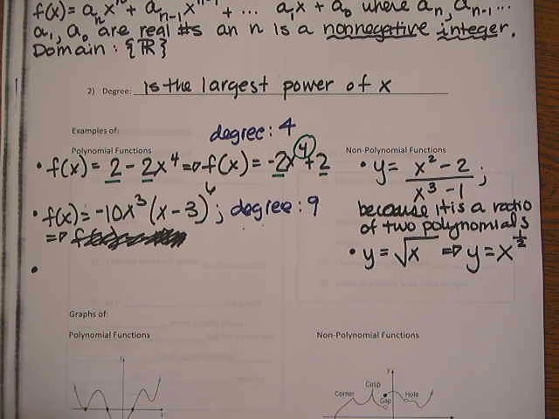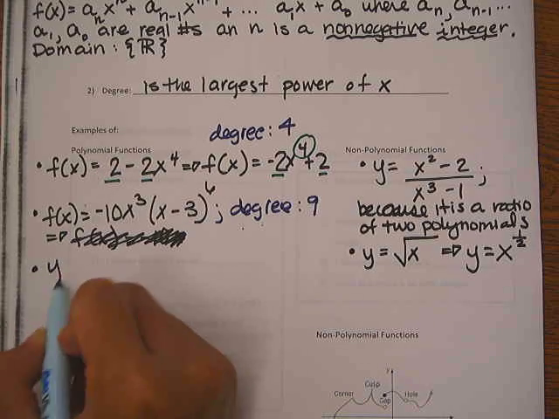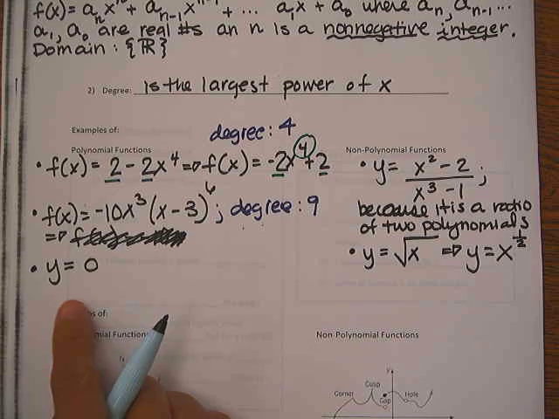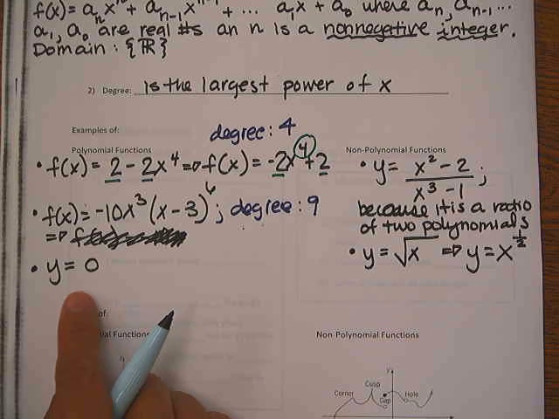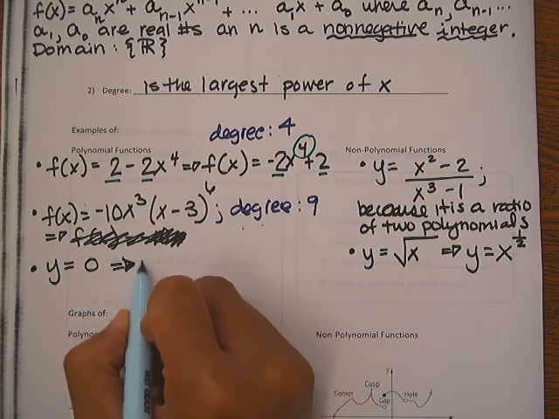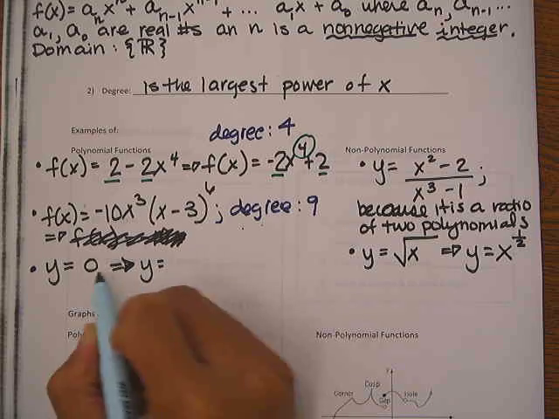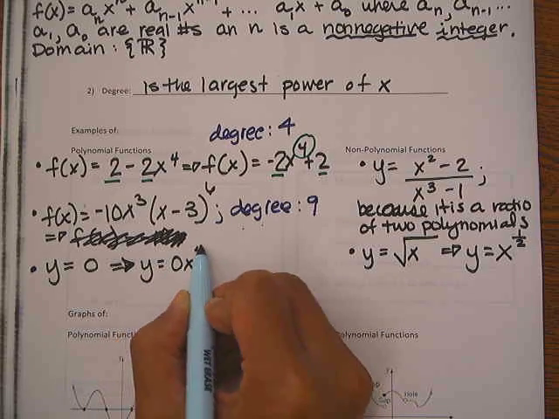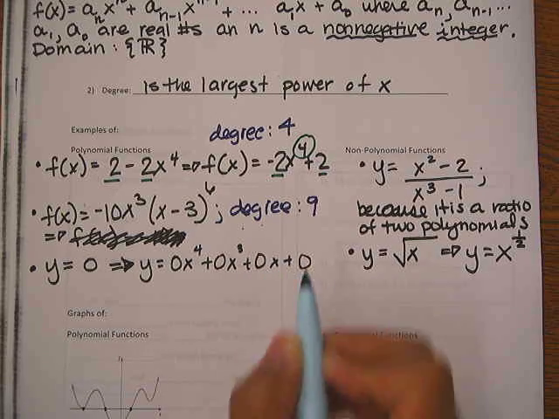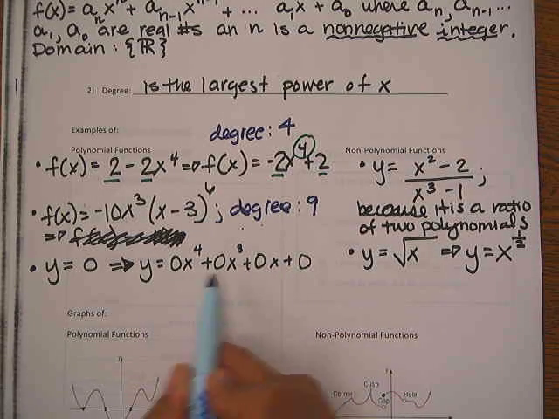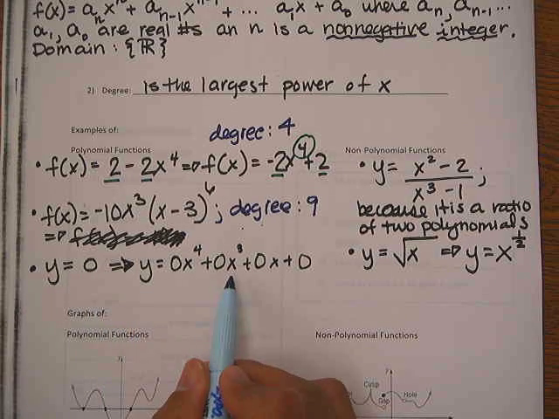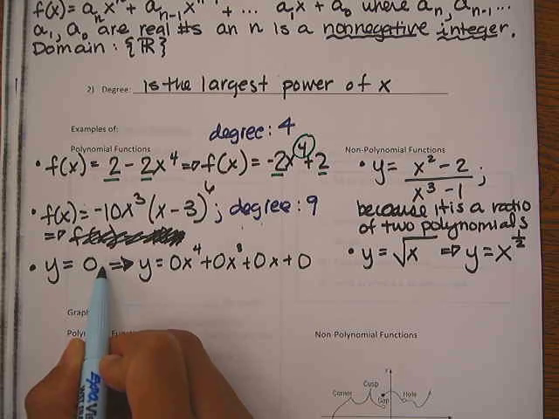A polynomial, what can I make up? How about this? y equals 0. Is this a polynomial? Sure, it's a boring one. It's a constant, okay? But I can make up stuff. So y equals 0 x to, let's say, the 4th, plus 0 x to the 3rd, plus 0 x plus 0, right? These are still coming out to be 0. So technically, y equals 0 is a polynomial with a very boring degree, actually.